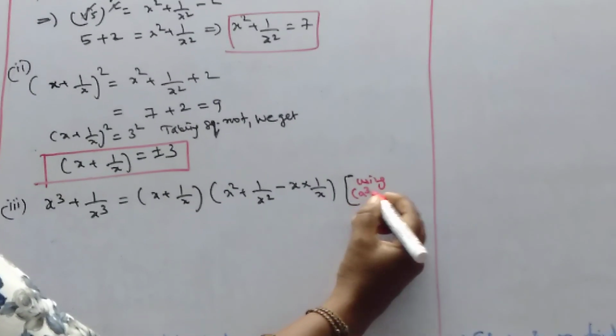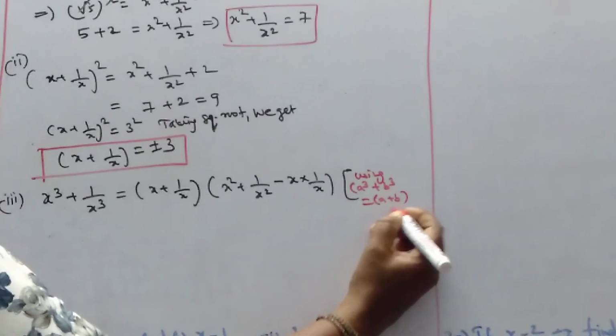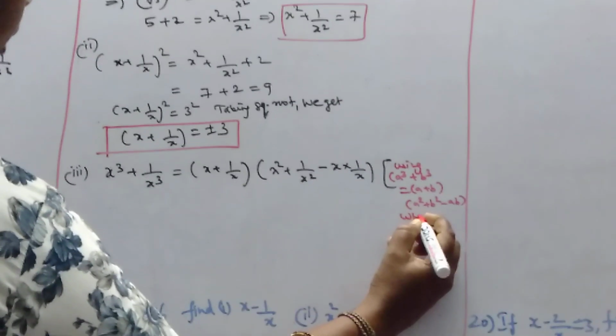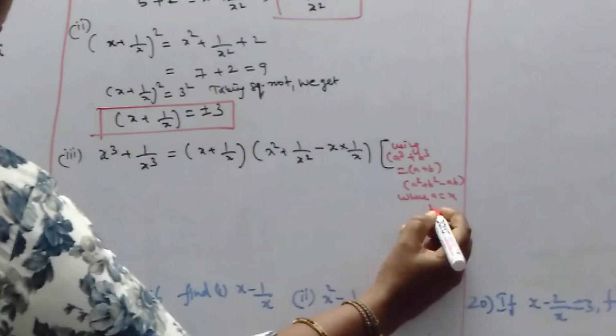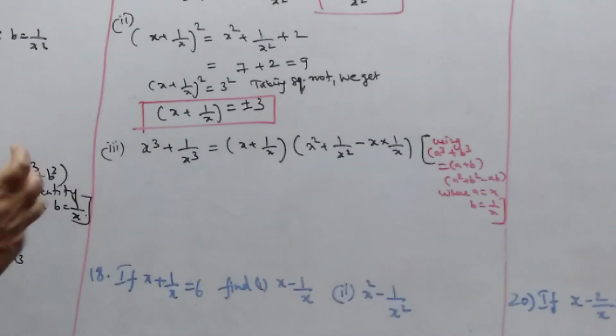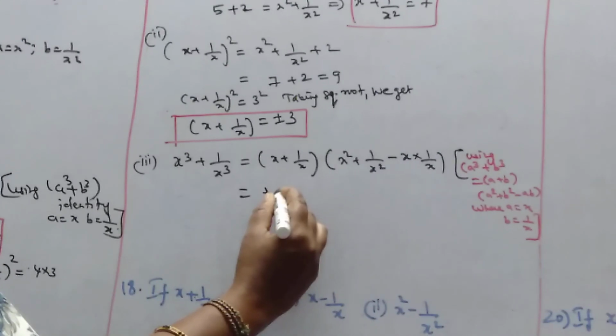Using a cube plus b cube, which is equal to a plus b into a square plus b square minus ab, where a equal to x, b equal to 1 by x. This identity only we are expanding. So we have found the value of x plus 1 by x as plus or minus 3.